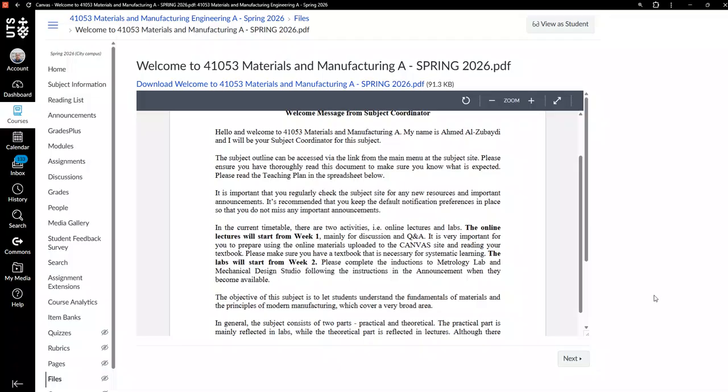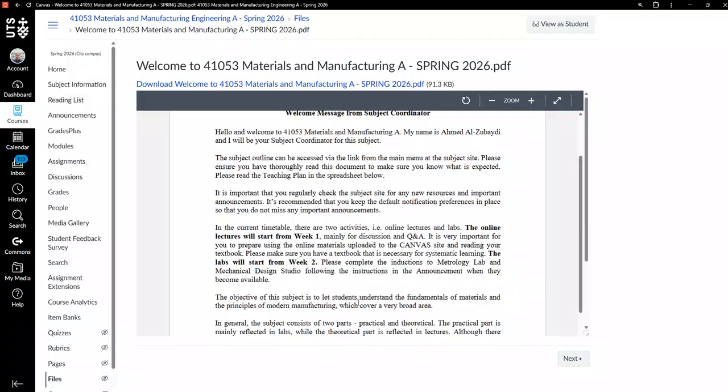They are available for you on Canvas. The labs are going to start from week number 2. We're going to have the metrology lab. So please try to complete the induction for the metrology lab and the mechanical design studio, following the instructions and the announcement when they become available. I can send that by tomorrow or the day after, I mean the induction for the metrology lab, which is going to start in week number 2.